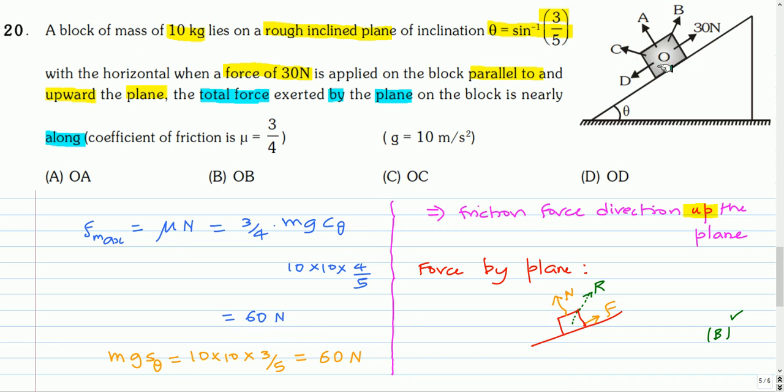The force which is acting in the downward direction along the plane is mg sin theta. M is 10, g is 10, and sin theta is 3 by 5, so we get 60 Newton. The other force acting along the plane is 30 Newton. So there is a net force acting downwards along the plane. So the direction of the friction force will be upwards. So this is the direction of the friction force, and the normal force is in this direction. So the force by the plane is the resultant of these two forces. So it will be along this direction. So the correct option is option D.